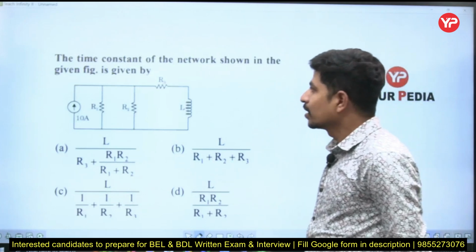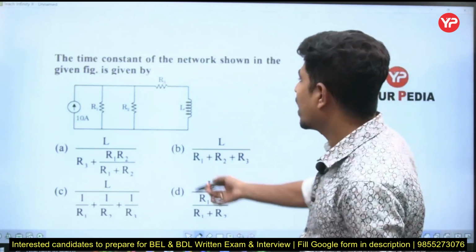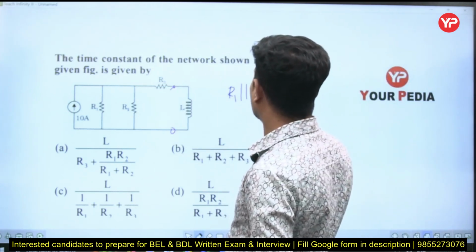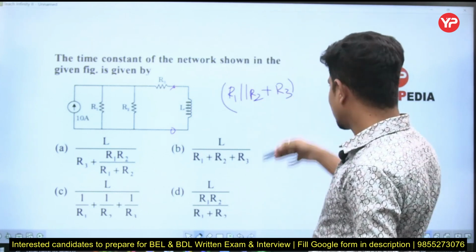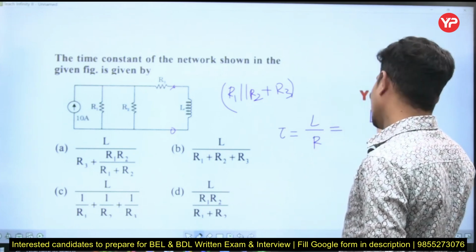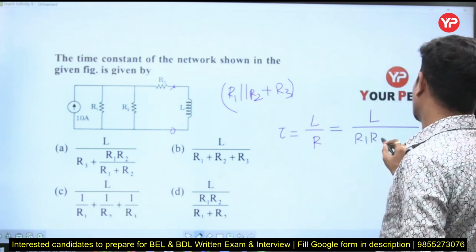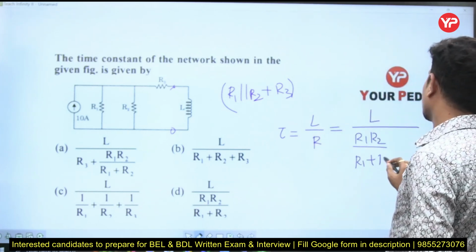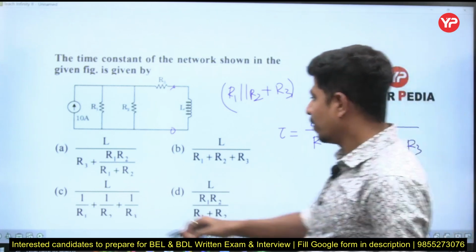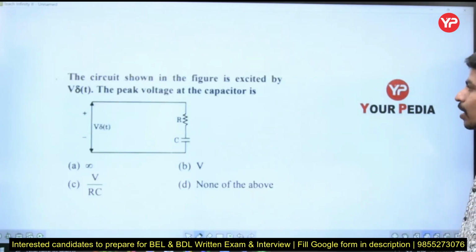Next question, please. The time constant of the network shown in the given figure. R1 in parallel with R2 plus R3 is R equivalent. Tau is equal to L by R. What is R1 in parallel with R2 plus R3? R1 R2 by R1 plus R2, plus R3, right? Option is A: L by (R1 R2 by R1 plus R2 plus R3). Choice is A. Next question.